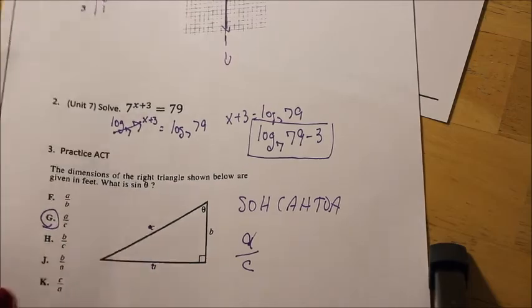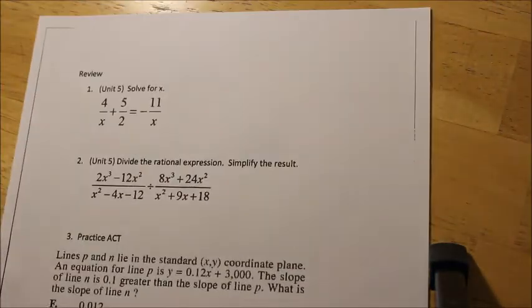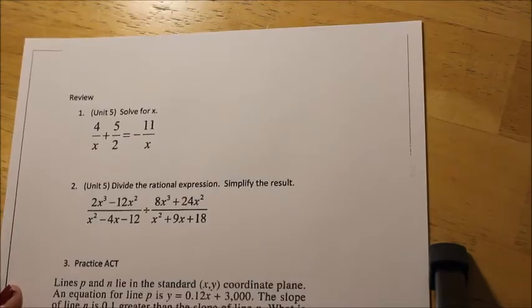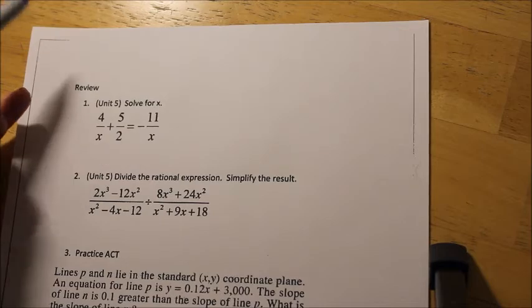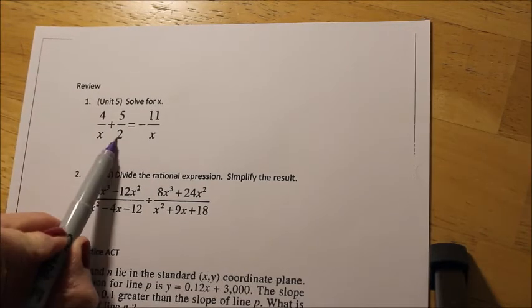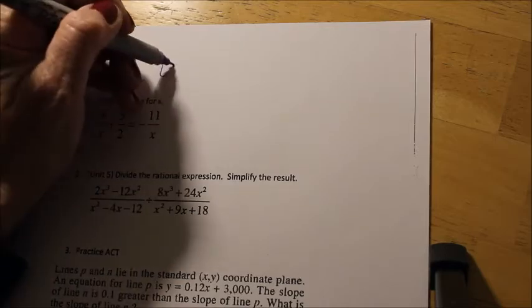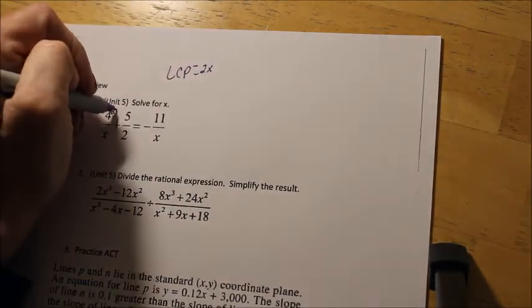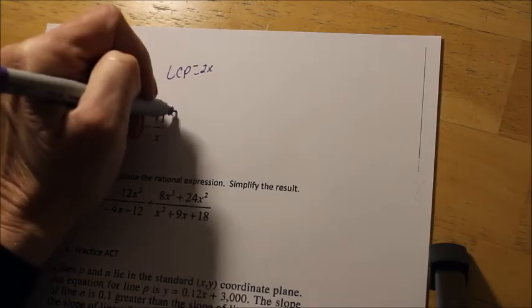Okay. The other review is from Unit 5, which was at the very beginning of the year or the semester. This was back in January, but we wanted to solve for x. So remember, you had to get the LCD. So the LCD in this case is going to be 2x. And so you're going to multiply by 2x, 2x, 2x.